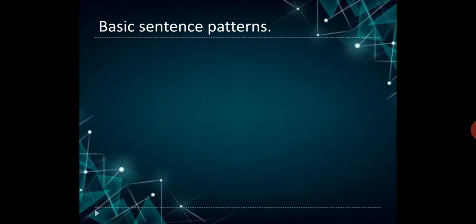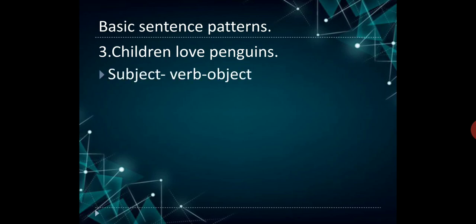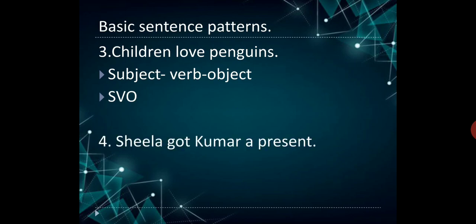Now let's try another sentence. Identify the sentence pattern in children love penguins. I hope it's getting easier now. Children is the subject, love is the verb, and penguins are the object. So the pattern will be SVO. Another sentence. Sheila got Kumar a present. I'm sure you understand. Sheila is the subject, got is the verb. So what next? Kumar a present.